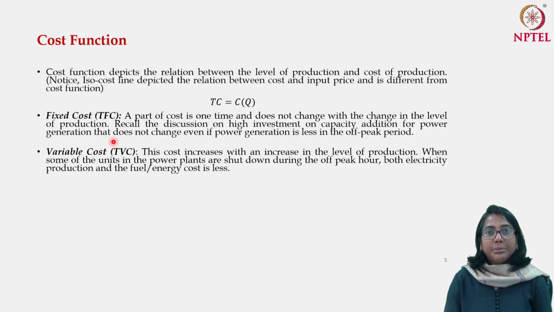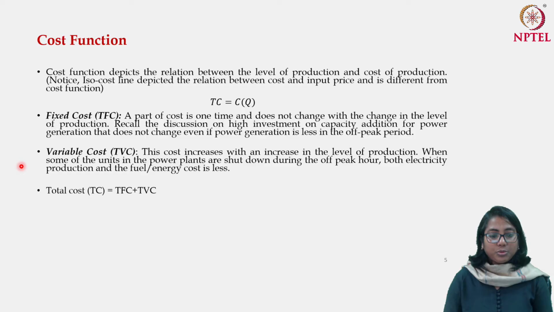Analogous to the concept of variable input comes the concept of variable cost. As we discussed, during the off-peak period, some of your units are shut down and therefore you are not producing as much electricity as during the peak period, and therefore your cost on variable input, for example fuel, is going to come down. You can also think about it this way: you need less manpower and less material to produce less output. So the fixed cost does not vary with the level of output, whereas the variable cost actually varies with the level of output. As the level of output increases, the variable cost also increases.